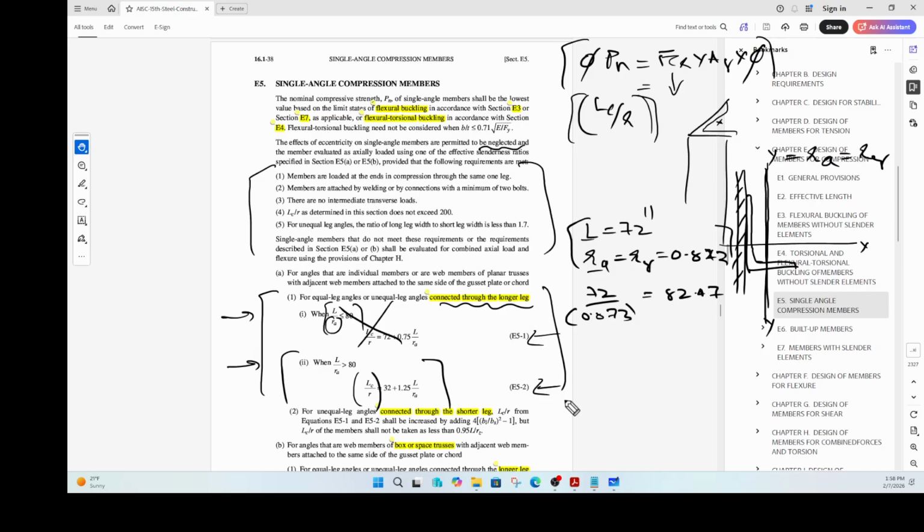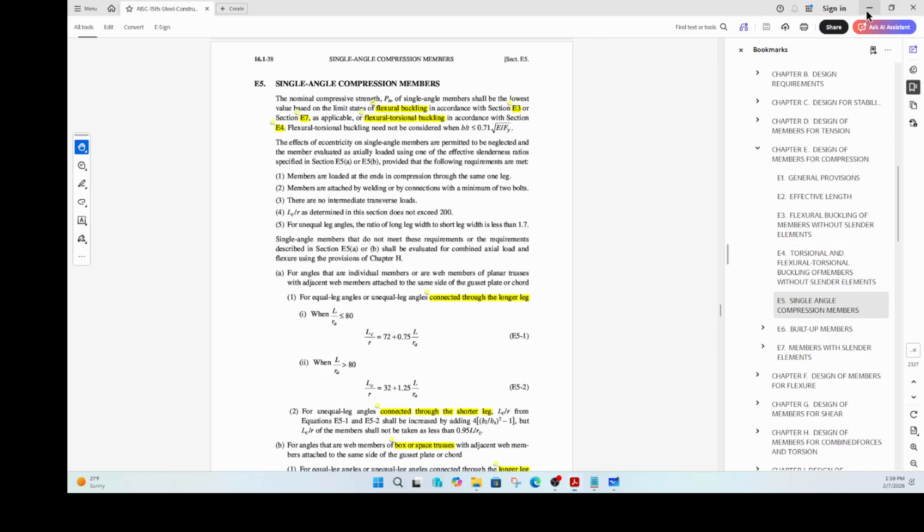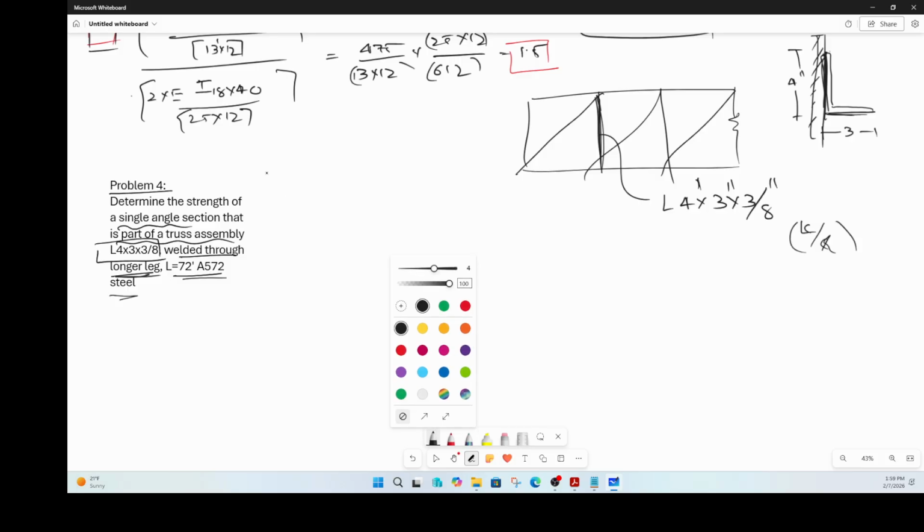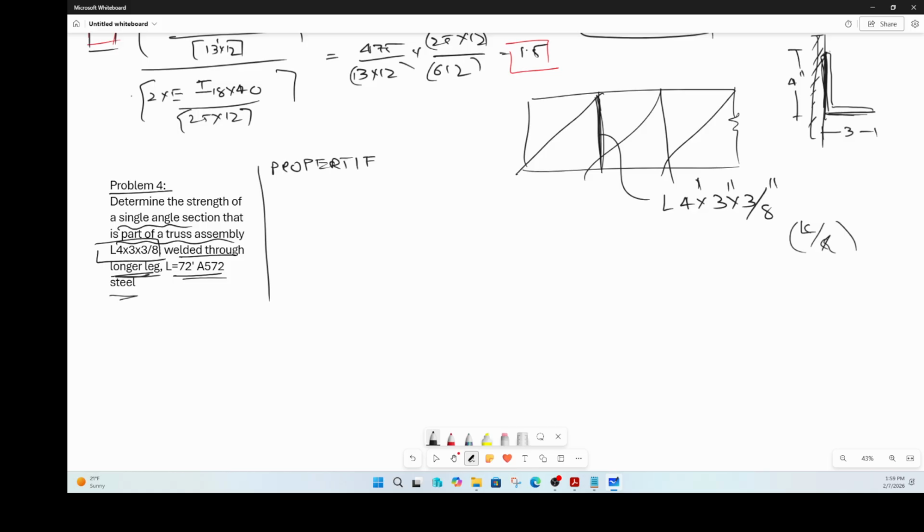You cannot just look at your boundary condition, take an effective length factor and then find out your LC by R. You will have to amplify because the angles are not loaded concentrically. So let's go back and continue the problem here. First you find out the member properties of that particular angle, properties of L4 by 3 by 3/8 inches.